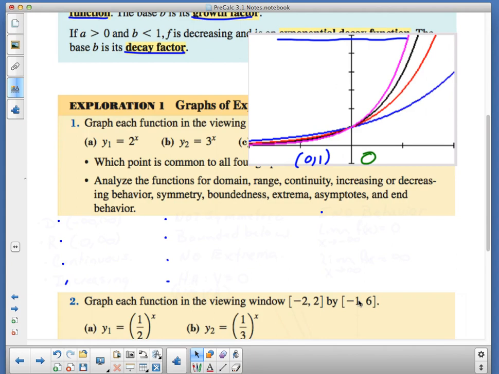Boundedness, it's bounded below. It doesn't go below the horizontal asymptote of y equals 0. The extrema, there isn't any when you look at the graphs, each one of them separately. Asymptotes, we don't have a vertical asymptote, but we have a horizontal asymptote of y equals 0. And end behavior. Going towards infinity to the left, my graph tends to 0. My horizontal asymptote makes sense because horizontal asymptote is all about end behavior. As I go to the right, going to infinity, my graphs tend to infinity here.